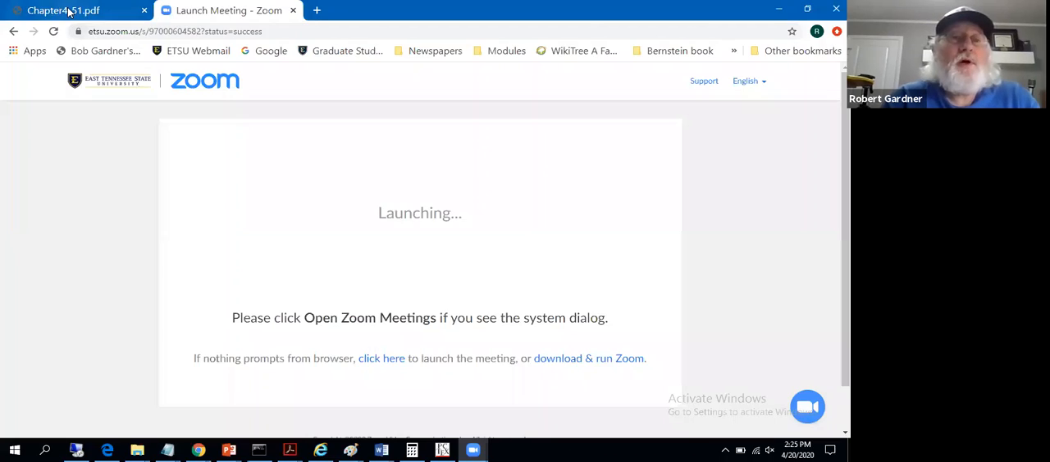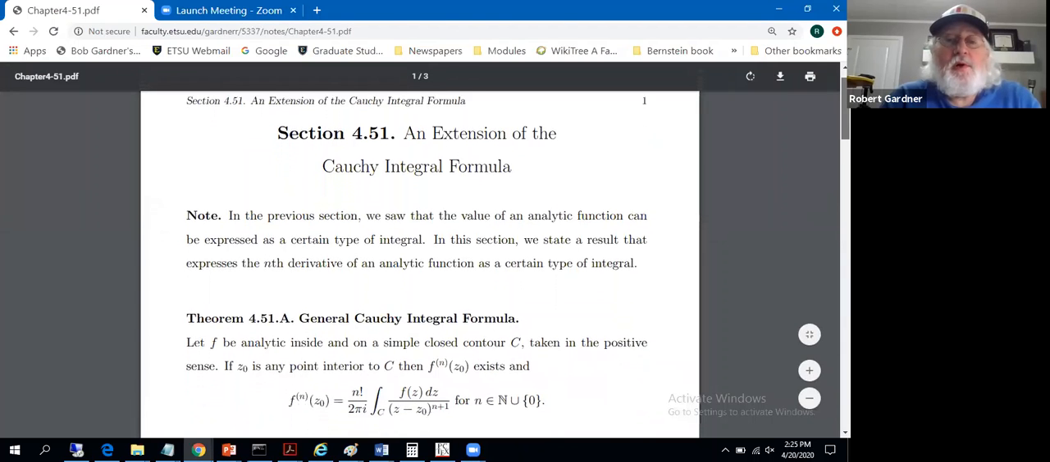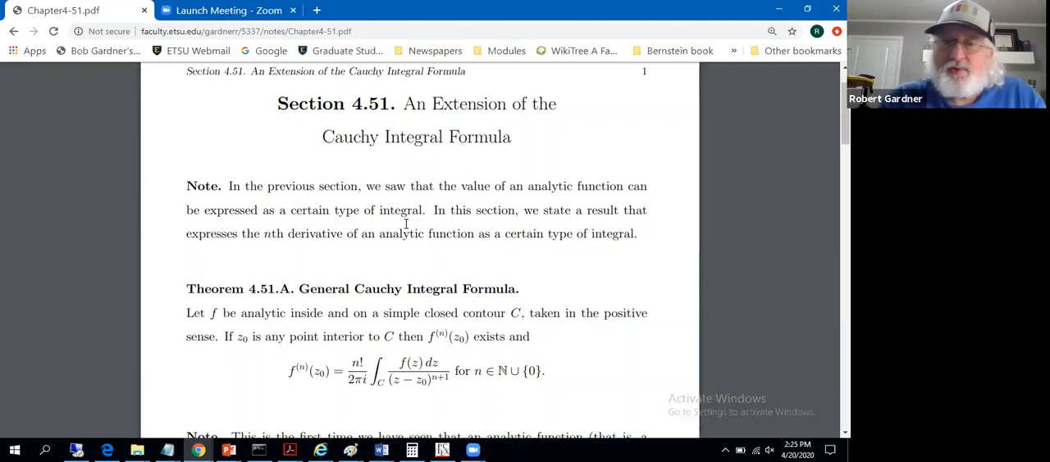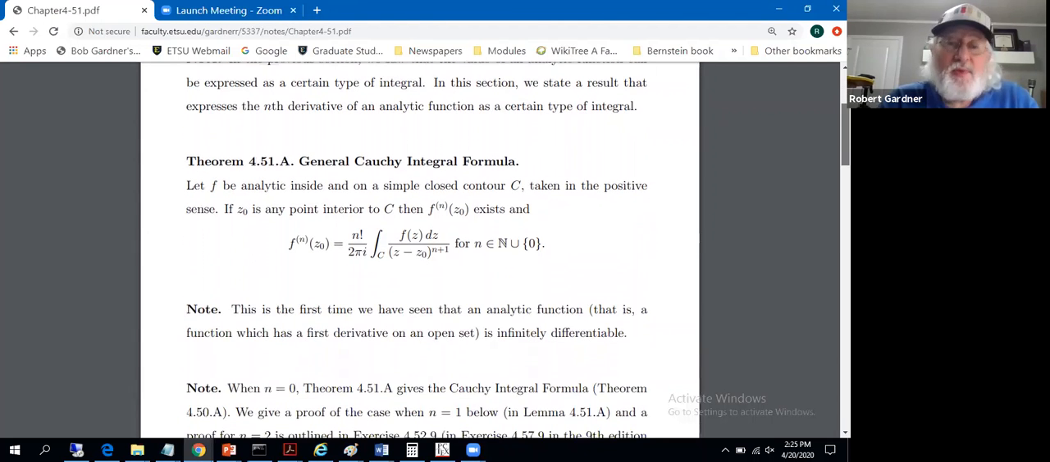Okay, on to section 51 and an extension of Cauchy's integral formula. We left off relating the value of an analytic function with the value of a certain type of integral. In this section, we're going to do something similar, but instead of involving the value of the function, it's going to involve values of the derivative of the function, and those will be expressed in terms of integrals as well.